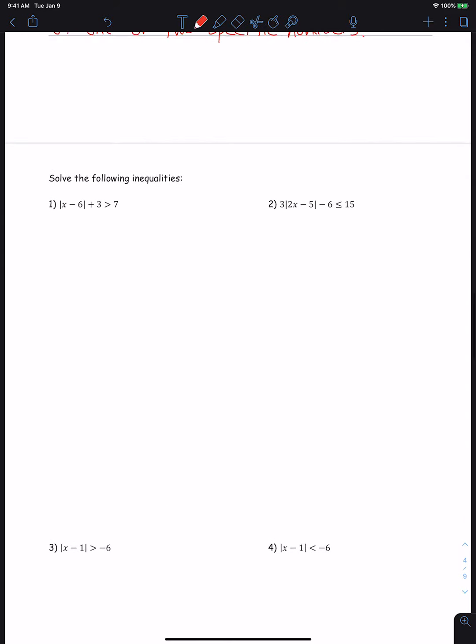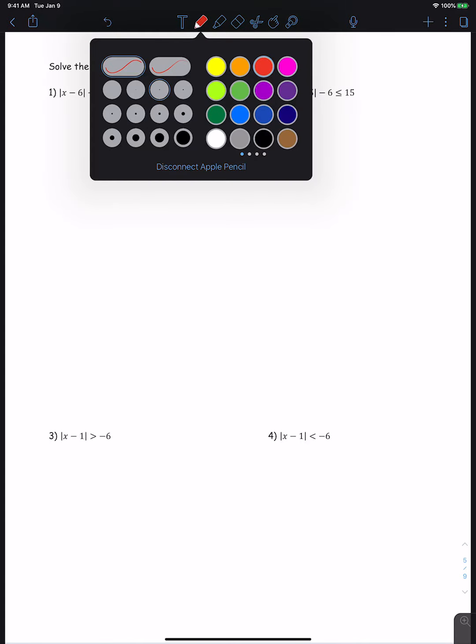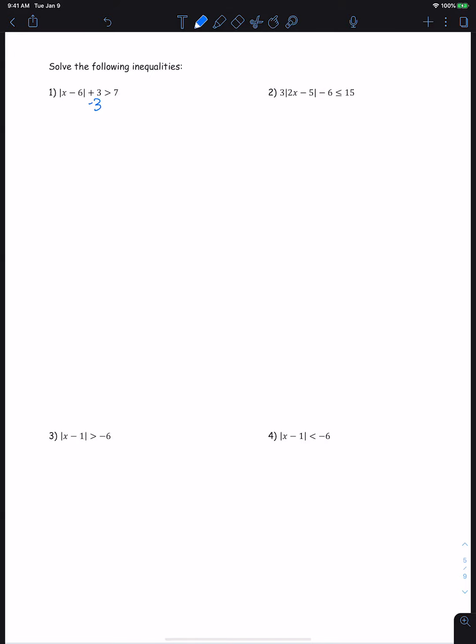So on the next page, actually, we'll solve number one. So looking at number one, we want to get the absolute value all by itself. Is it all by itself? No, it's not. So in order to get it all by itself, we have to subtract 3 first on both sides of the inequality. I'm left with absolute value of x minus 6 is greater than 4. Now I do have the absolute value all by itself.